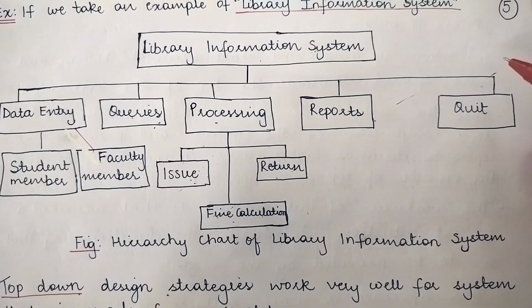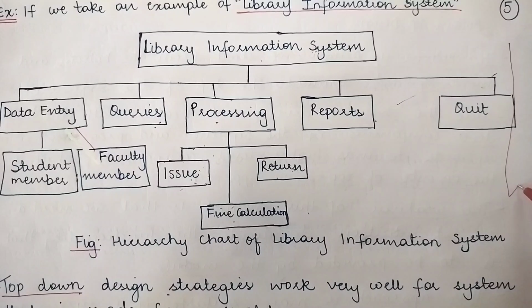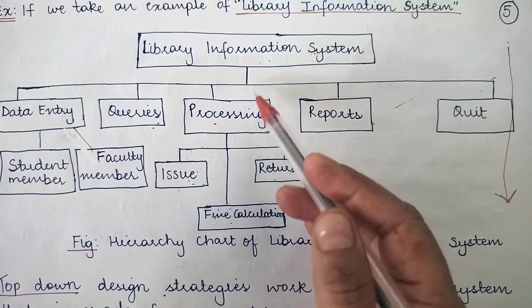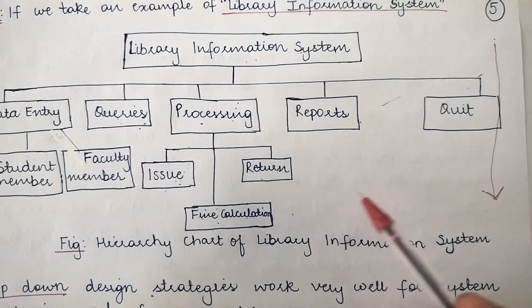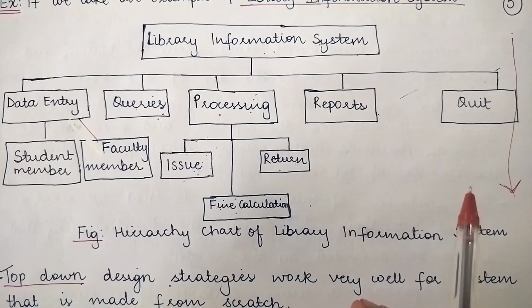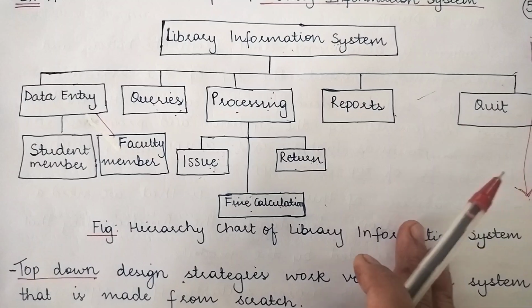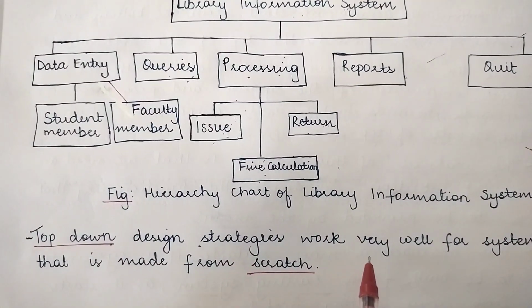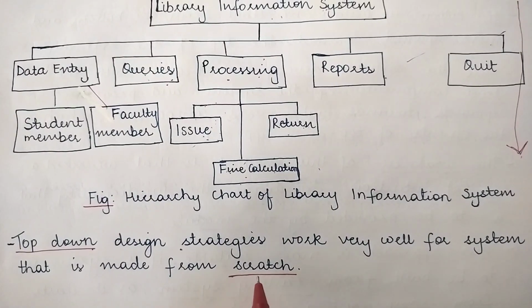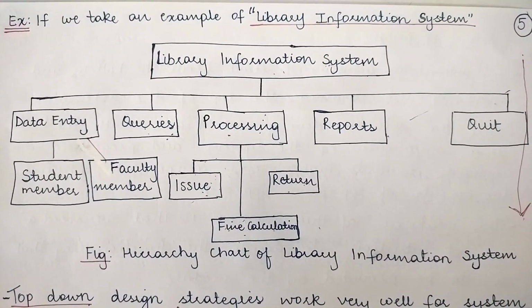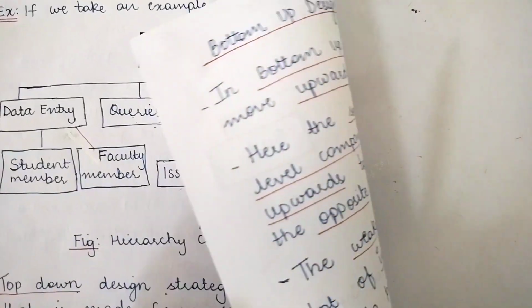That means you start from the top and you go to the bottom. So you start from here, you do iterations, divide this module into submodules, you further divide these modules into submodules. That means you're starting from the top and going till the bottom. Hence this way of having a hierarchy of modules and submodules is known as the top-down approach. So top-down design strategies basically work well for systems that are made from scratch. That means when you are not improving an existing system, rather building a completely new system, in that case the top-down design approach goes very well.